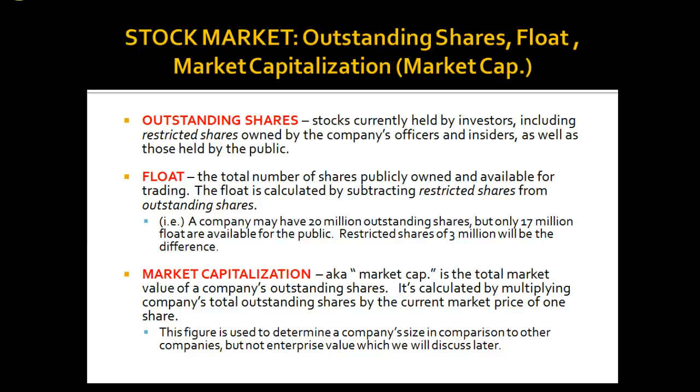So when you're trading a stock that has a small float, most likely it will be very volatile and it will have a higher beta. Market cap, we already talked about that several times. This figure is used to determine a company's size in comparison to other companies, but a better representation of a company's book value lies in enterprise value, which we'll discuss more in part 2.